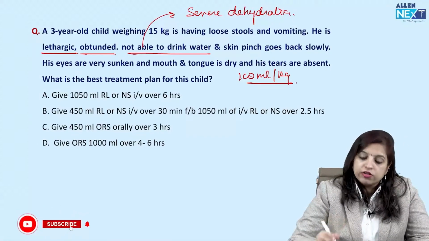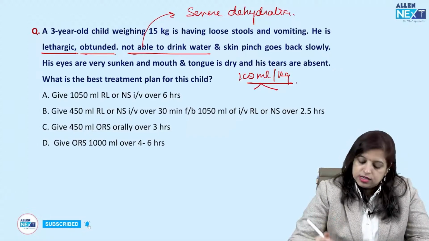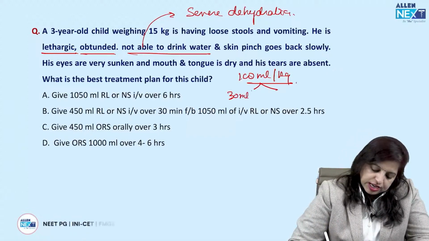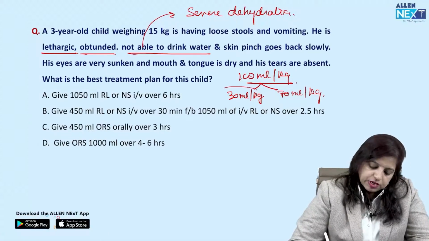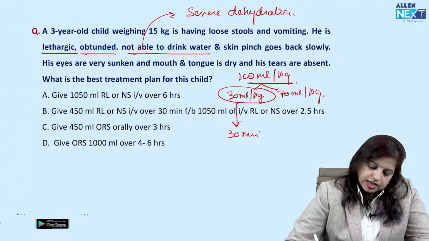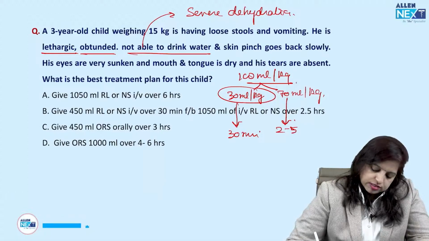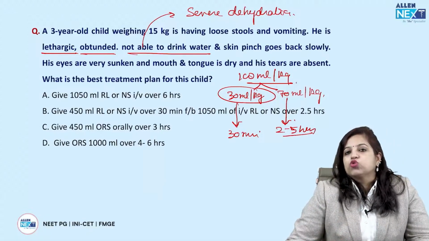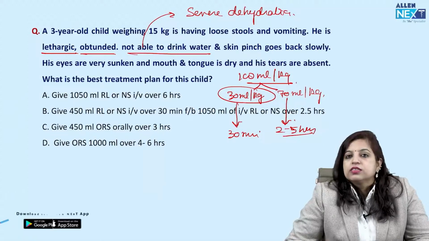And how do we push in 100 ml per kg? In two phases. First, 30 ml per kg has to be given, and then 70 ml per kg has to be given. 30 ml per kg has to be given in, let us say, 30 minutes, right? And 70 ml per kg has to be given in 2.5 hours. So total resuscitation time is 2.5 hours plus 30 minutes, which is 3 hours.